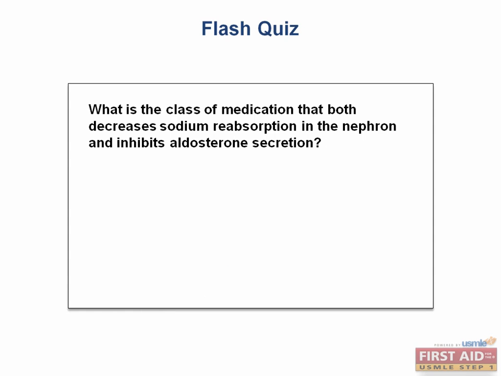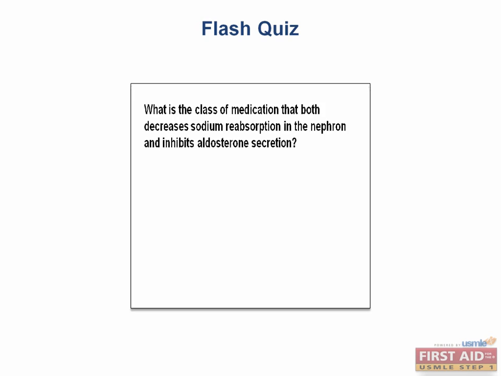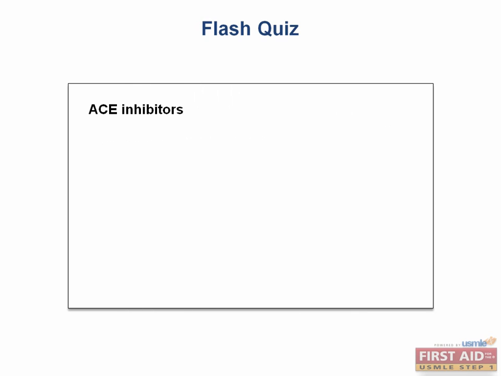Flash quiz. What is the class of medication that both decreases sodium reabsorption in the nephron and inhibits aldosterone secretion? Answer: ACE inhibitors. With the prevention of angiotensin II production, more sodium will be lost in the urine, leading to more water diuresis as well. Secondly, without angiotensin II, there's no stimulus for aldosterone release, leading to increased sodium and water loss and a decrease in blood pressure.